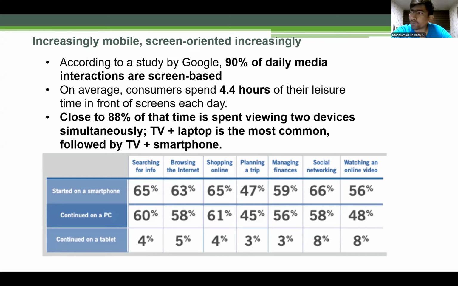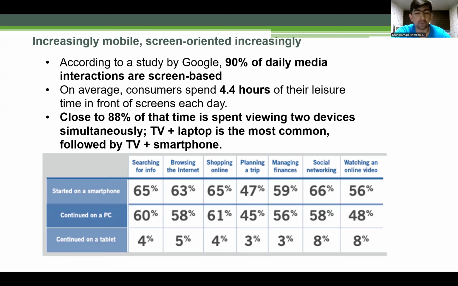So according to Google, there is 90% daily media interaction on screen. On average, consumers spend 4.4 hours of their free time on it. If you look at the graph in the picture, those who are using smartphone and PC are at 60 to 65 percent, and browsing on the internet is 58 to 63 percent, on PC or smartphone.